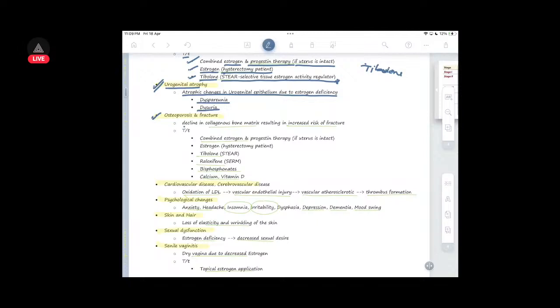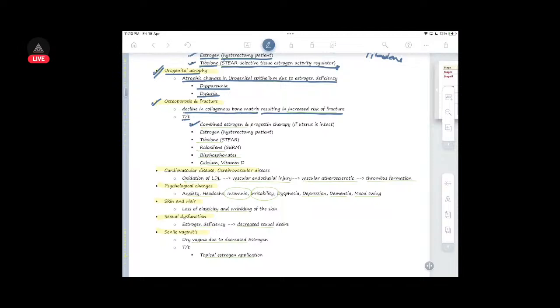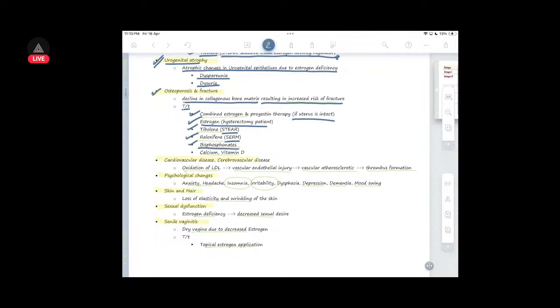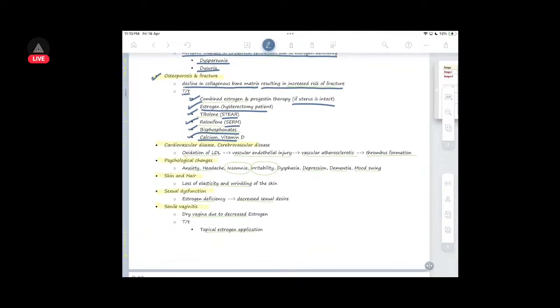Then osteoporosis and fracture, decline in collagen bone matrix, resulting in increased risk of fracture. Treatment is combined estrogen and progesterone therapy if uterus is intact. Then you can have estrogen only in hysterectomy patient, tibolone, which is selective tissue estrogenic activity regulator, raloxifene, which is selective estrogen receptor modulator, bisphosphonates, and calcium and vitamin D can be given for osteoporosis and fracture. Combined estrogen and progesterone therapy.